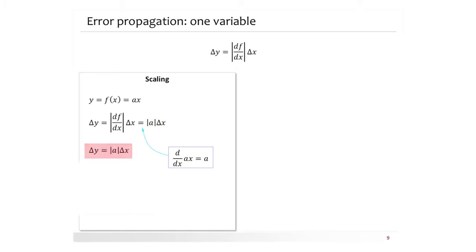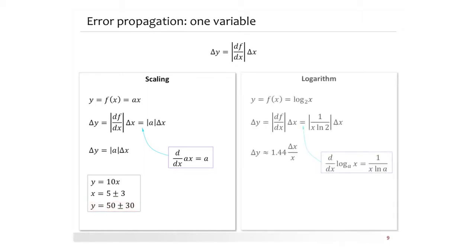If a variable is scaled, then its error is scaled in the same way. So if you have, for example, scaling by a factor of 10, if your measurement is 5 plus minus 3, then your scaled number will be 50 plus minus 30 because you scale them by the same thing. It's very simple. A little bit more complicated when you use a logarithm.